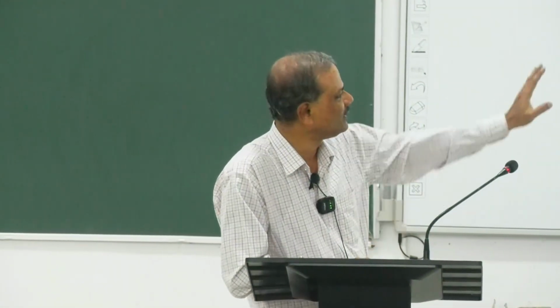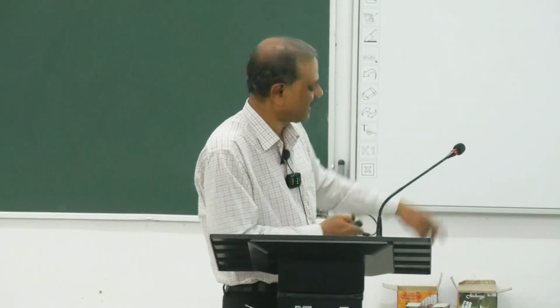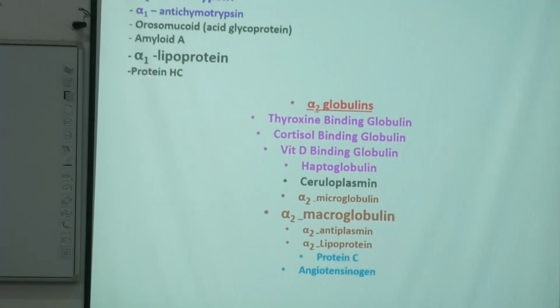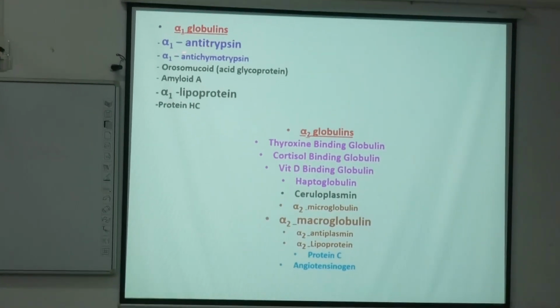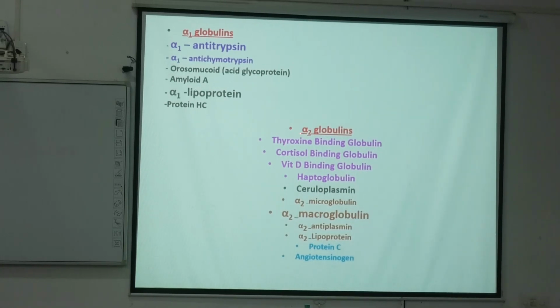I have selected only a few which are relevant clinically. There are many more which are present in the book, but all will not be required. At least you must be able to tell this part. These are the only few that I have marked. Even if you cannot say this, it will hardly matter. But try to remember alpha 1 antitrypsin, alpha 1 anti-chymotrypsin. Similarly, here alpha 2 globulin. At least you must be able to tell these four.